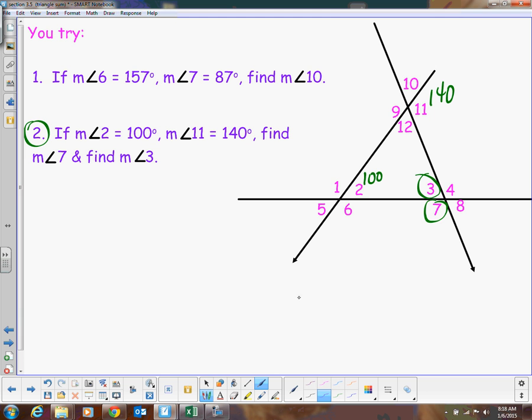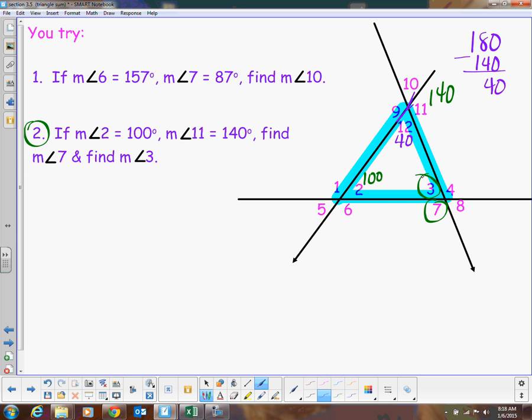All right, you want to get inside the triangle. So if you know 11 is 140, how do you get to angle 12? 180 minus 140 is equal to 40. So that means 12 is 40. We did that because that's a supplementary relationship.